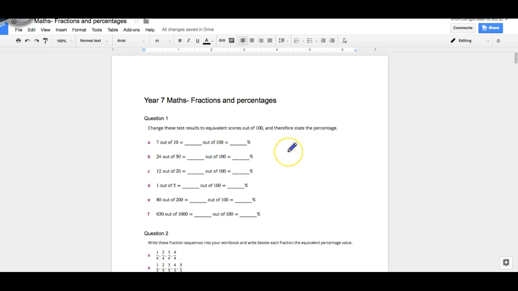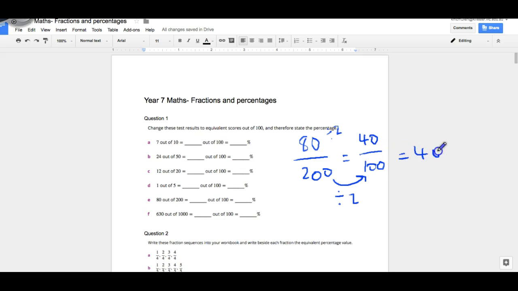All right, let's move to do E. So this is different. Okay, so this time we have more than 100 questions or marks, whereas before from A to D we have less than 100 marks. So what happens if we have to go down? Well, hopefully you remember from doing equivalent fractions we divide. So what do we divide 200 by to get to 100? We divide by 2, which means we also do the same to the numerator, and you get 40%.